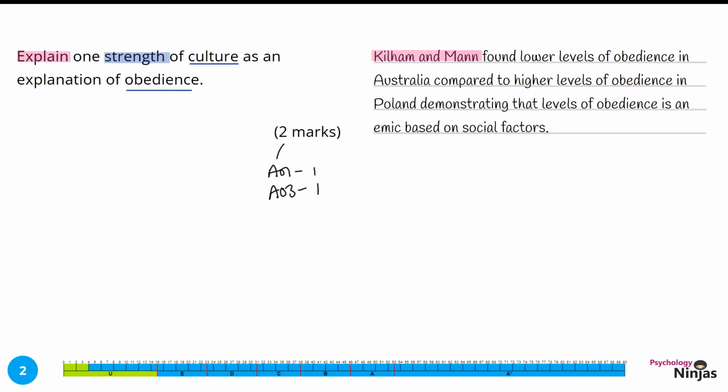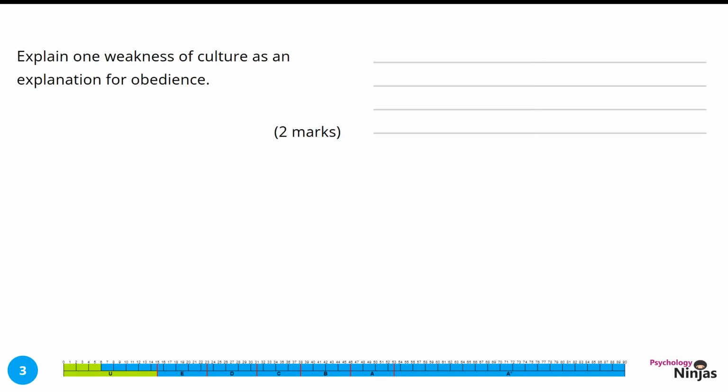We've justified why this is a strength because this difference in research findings have shown that obedience levels are an emic, or they're socially constructed and they're different in different countries.